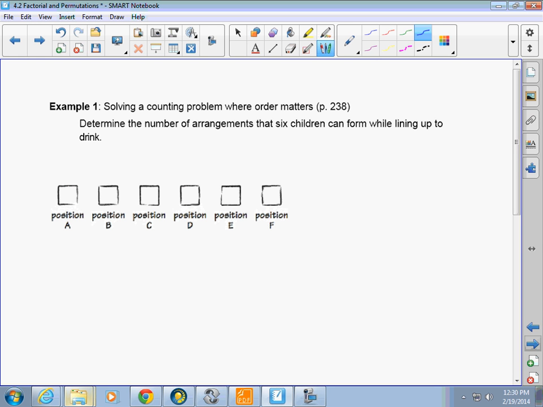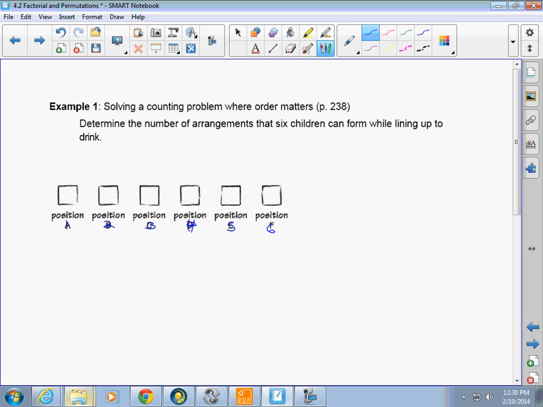So we determine the number of arrangements that 6 children can form while lining up to get a drink. In position A, you have 6 choices to go into this first position. And I shouldn't have used A. This should actually be 1, 2, 3, 4, 5, 6, because we called our kids A, B, C, D, E, and F. So as long as you don't confuse position A as meaning person A, you don't need to change them.